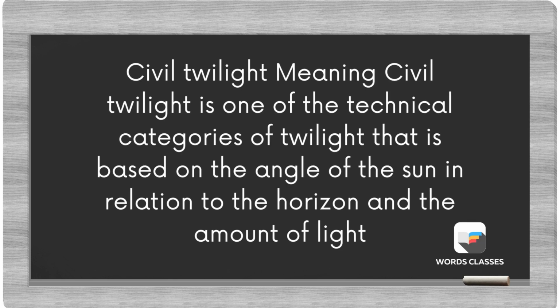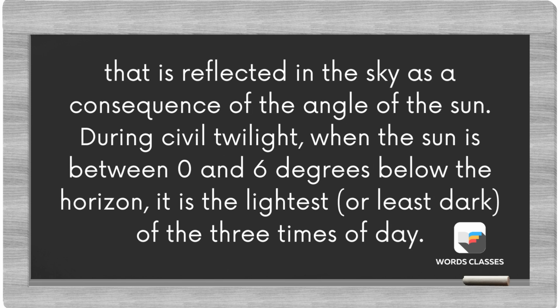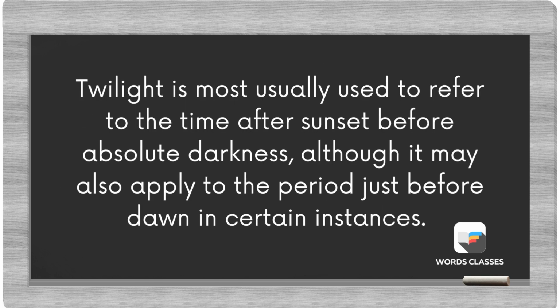Civil twilight is one of the technical categories of twilight that is based on the angle of the sun in relation to the horizon and the amount of light that is reflected in the sky as a consequence of the angle of the sun. During civil twilight, when the sun is between 0 and 6 degrees below the horizon, it is the lightest, or least dark, of the 3 times of day.